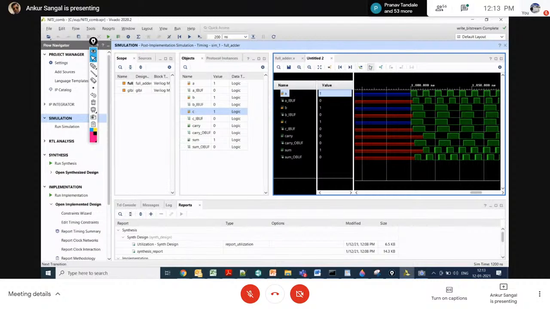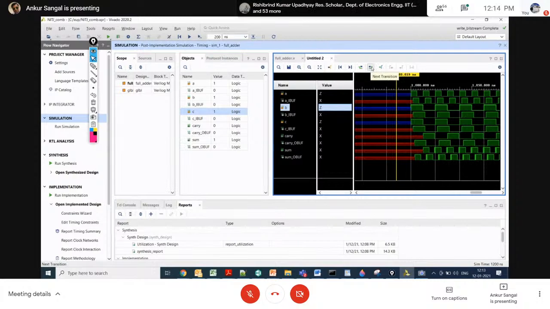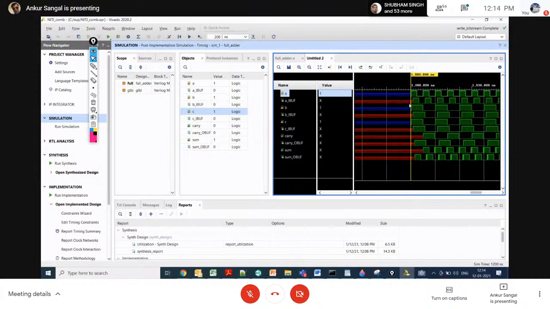and with the help of these options, this is for previous transition and this is for next transition. So you have selected this A signal and you want to go for the next transition. This is your yellow marker. So you have already set the flag here, so you can just add a marker here. So you have already added the marker here.